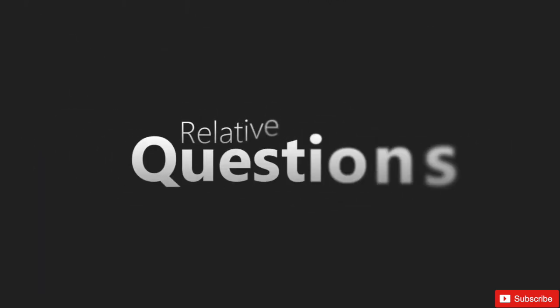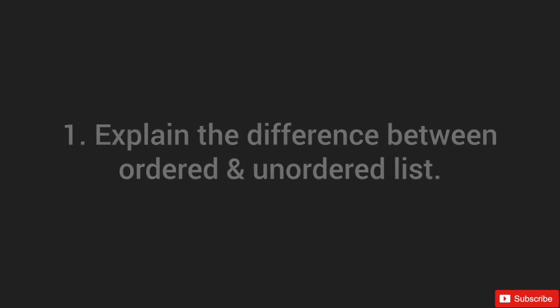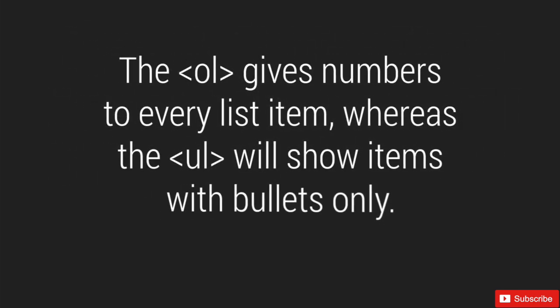Let's talk about relative questions. The first question is, explain the difference between ordered and unordered list. So it is the OL and UL tag. OL gives numbers to every list item, whereas unordered list will show items with bullets only.